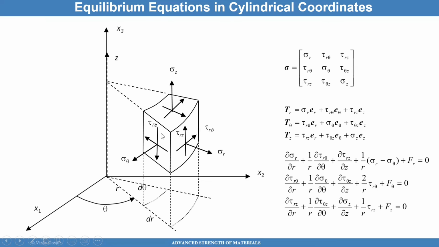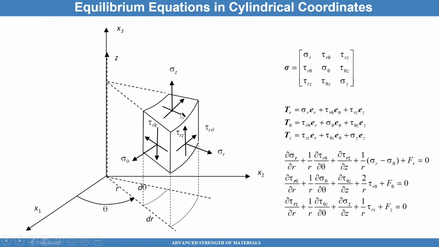A point in this body of material can be described by coordinates: z, the height of that point, r, the radius away from the center revolution axis, and theta, which is tangential to that point. So, for example, a theta equal to 0 will be a point along the x1 axis. A theta of 90 degrees will be a point along the x2 axis.